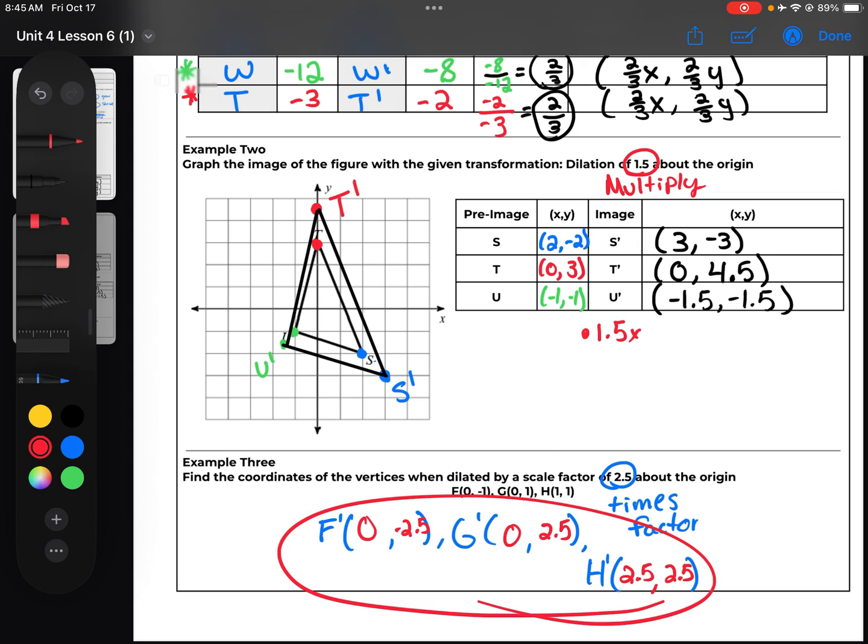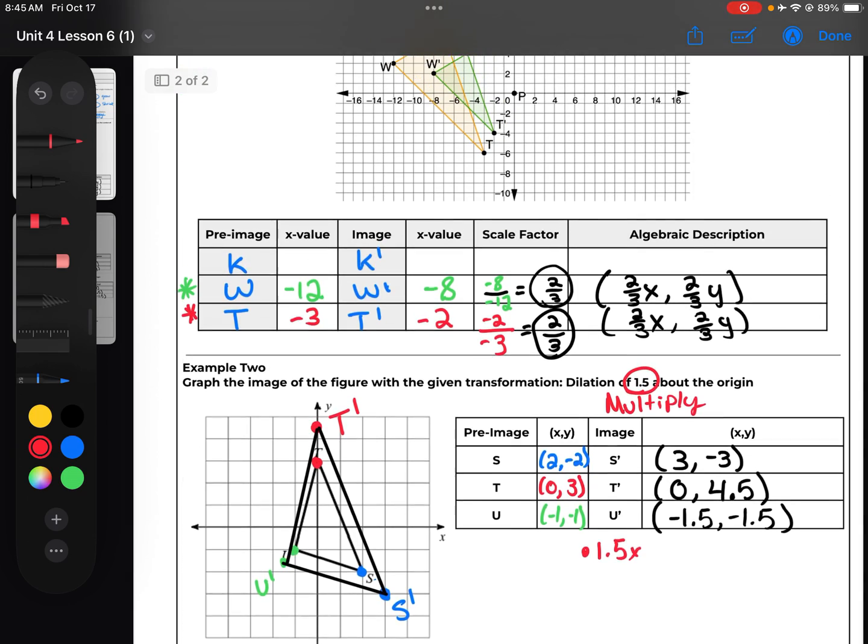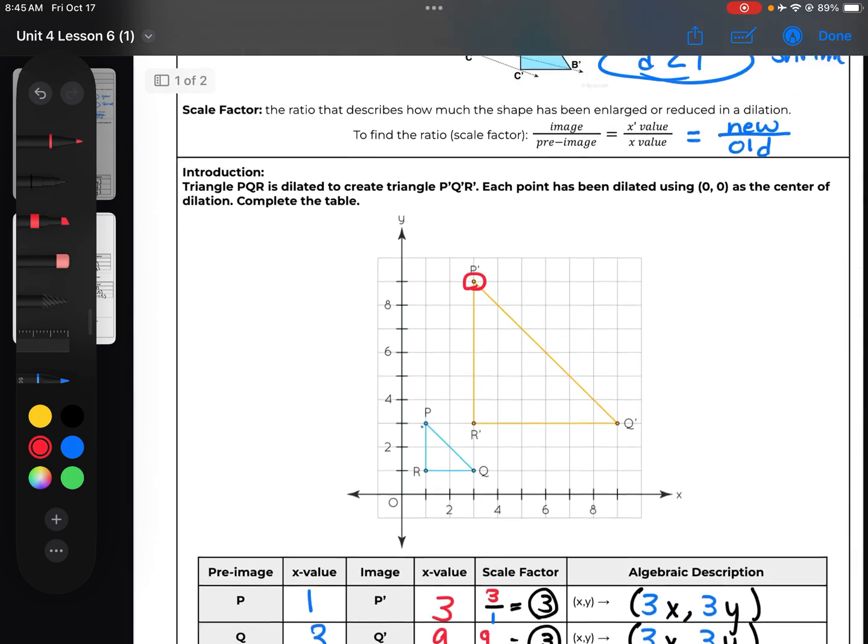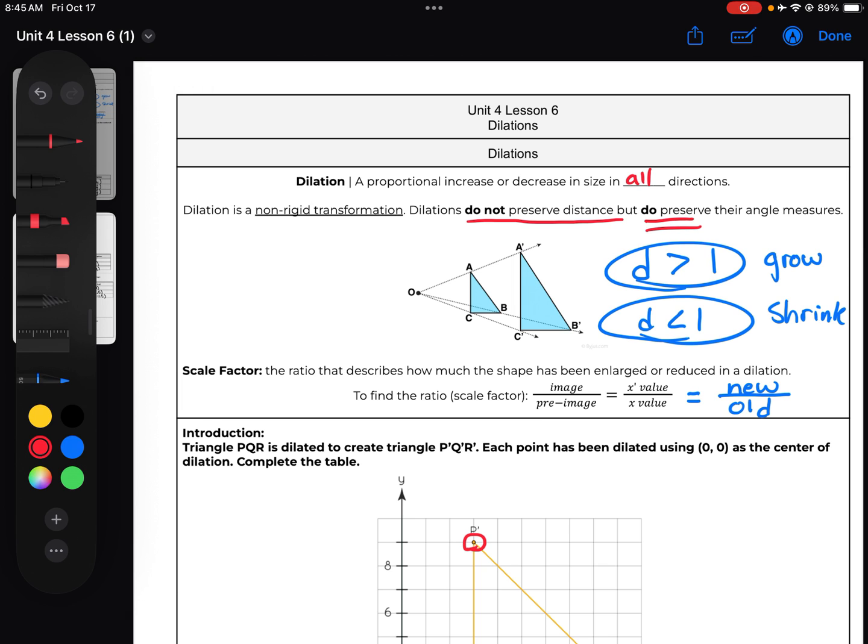I went through these notes really easy breezy quickly, so if you missed anything, rewind the video at any time. Make sure you listen to what I described, and you should be able to easily understand an enlargement or a shrinking of a figure, also known as a dilation.